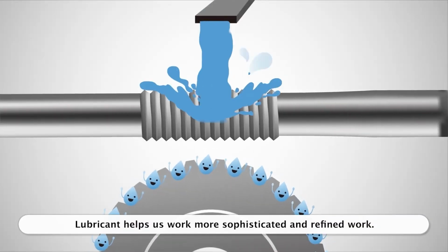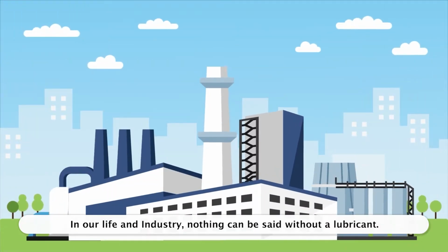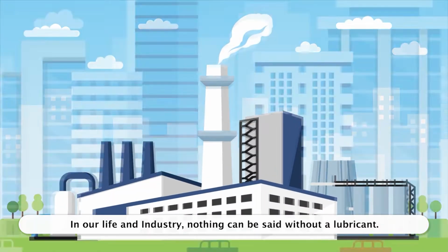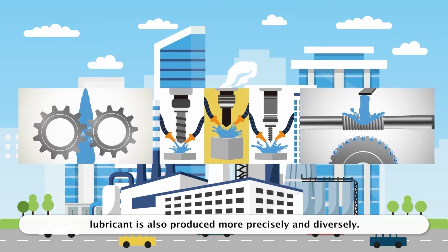Lubricant helps us do more sophisticated and refined work. In our life and industry, nothing can be said without a lubricant. As the process level increases and subdivides, lubricant is also produced more precisely and diversely.